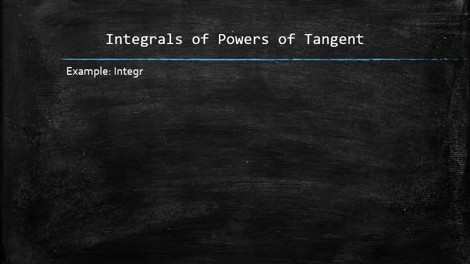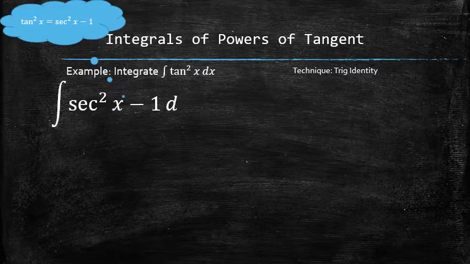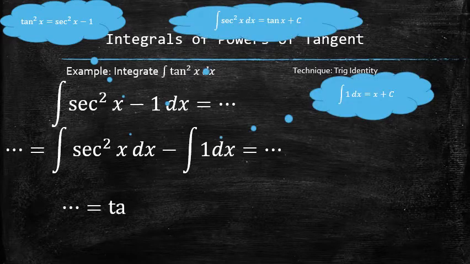To find the integral of tangent squared function, we are going to use a trig identity and replace the tangent squared in the integrand with the secant squared minus 1. Using the linearity property of the integrals, we split the integral into two and integrate each one separately to get the answer.